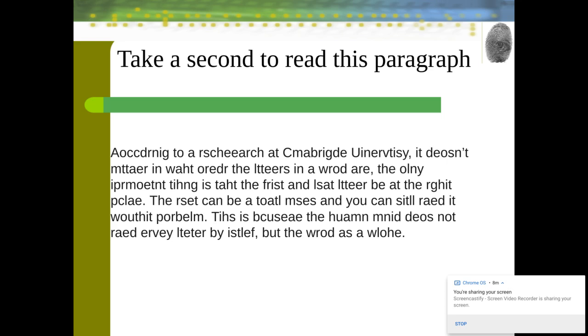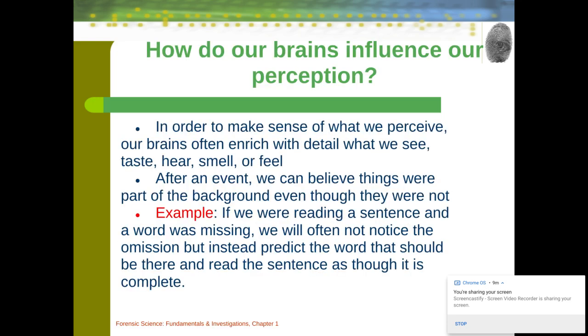Now, did you notice that almost everything in this is spelled wrong? There aren't many real words in here. But you still probably read it. According to research at Cambridge University, it doesn't matter in what order the letters in a word are. The only important thing is that the first and last letter be in the right place. Even though all of these words were a jumbled mess, you were still able to read it because your brain said, this is what I think it should be.